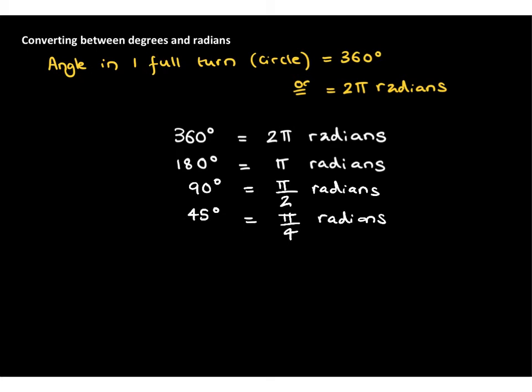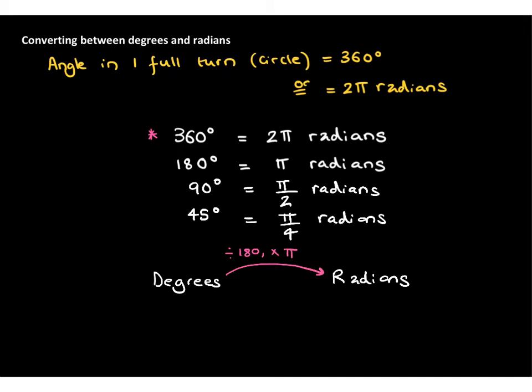Could we write down a rule that would help us do that in a general sense? Have a think about that. So hopefully you've spotted that if you want to convert from degrees to radians, the simplest way of doing this is to divide by 180 and then multiply by pi. Think about this example here. 360 divided by 180 is 2, multiplied by pi gives you 2 pi. So divide by 180 and then multiply by pi.